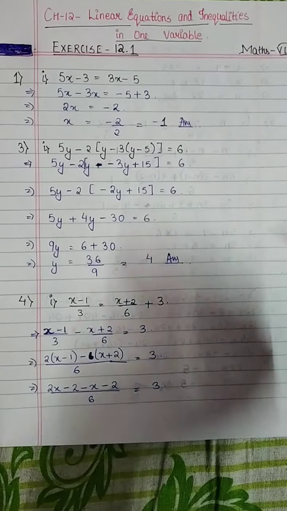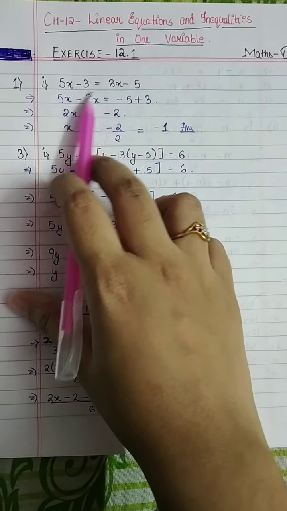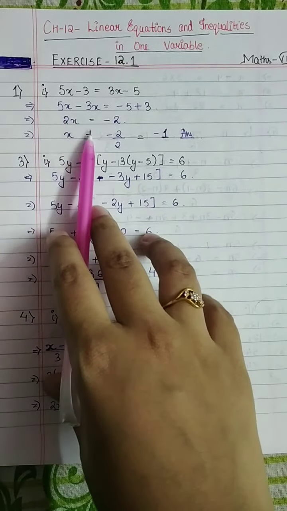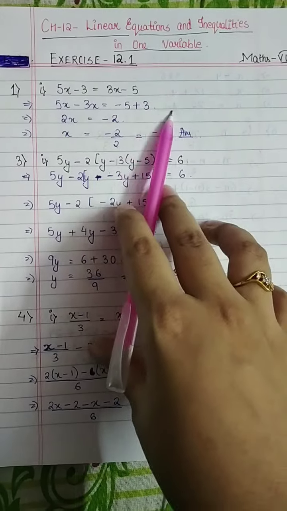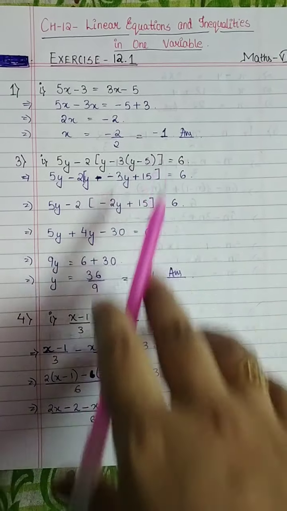So you already know how to transpose. So 3x will come to the left hand side, so it will become minus 3x, and minus 3 will move to the right hand side, it will become plus 3. So 5x minus 3x is 2x. 2x is equal to minus 5 plus 3, which is minus 2. Now x is equal to minus 2 by 2, that is equal to minus 1.